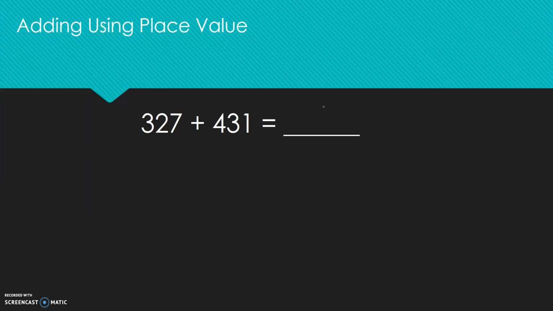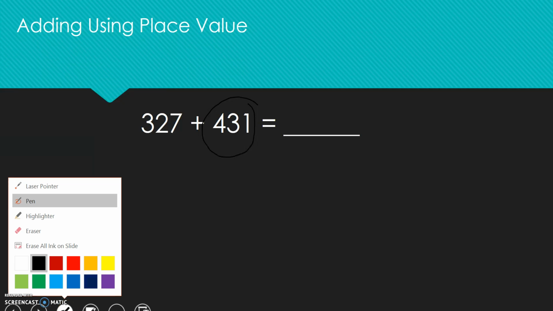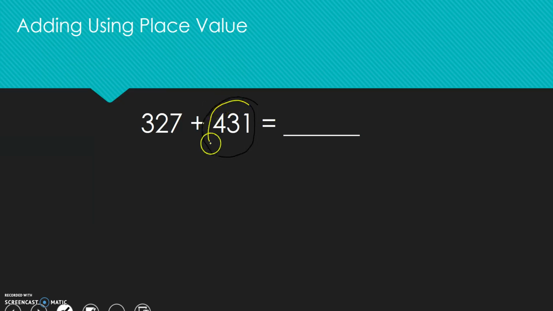327 plus 431. Now, when we add on a number line, we have something visual where we add our hundreds, tens, and ones. When we're using our place value, we're just using numbers. So I'm going to start the same way I start with adding on a number line, where I'm going to find my larger number, which is 431. I have 431. And I'm adding my smaller number, 327. And I'm going to break that up into my hundreds, tens, and ones.